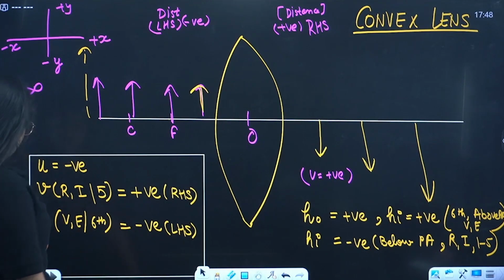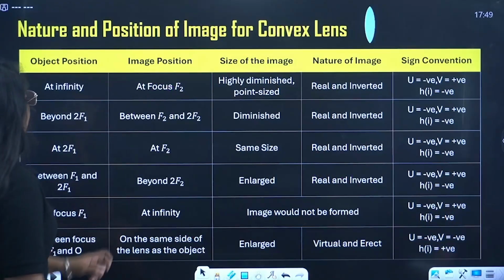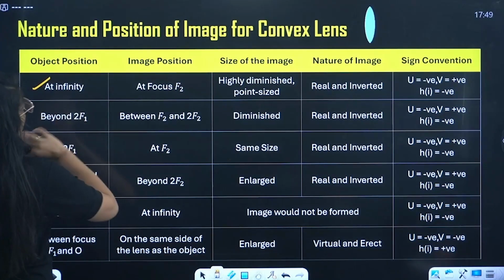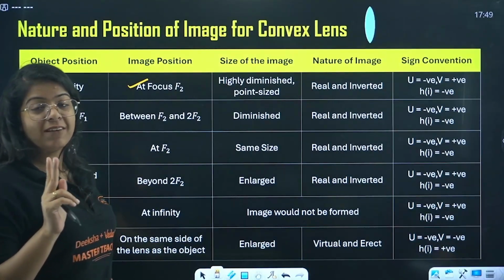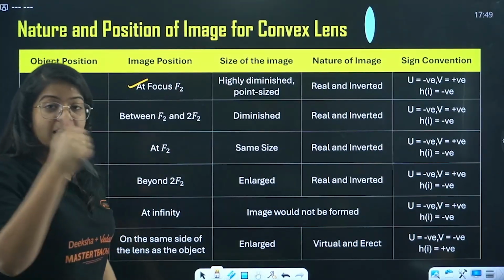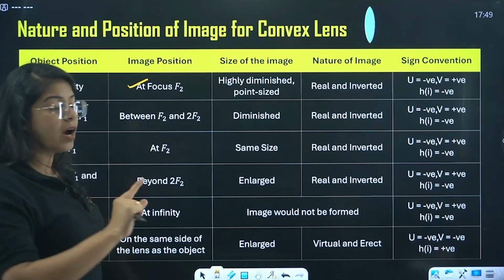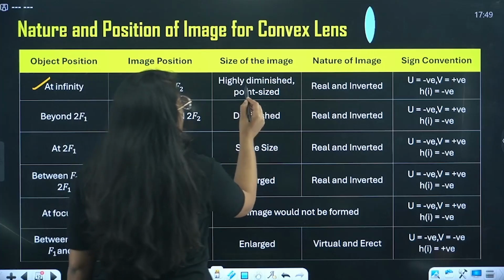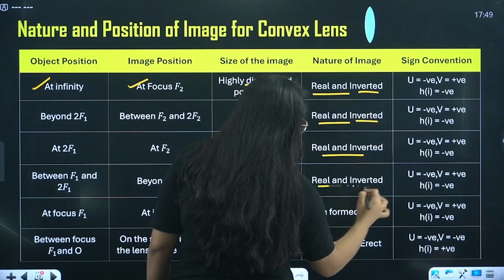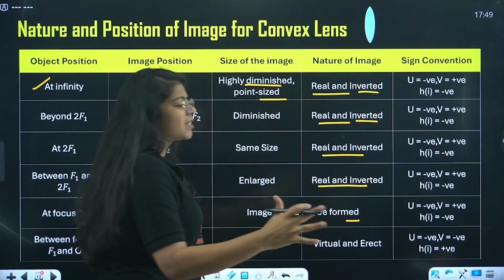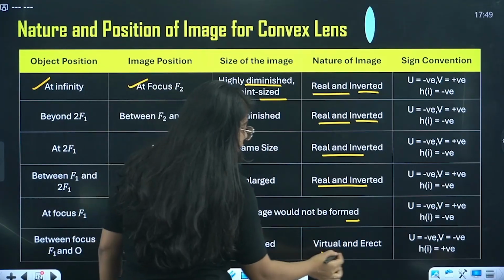Understood? Next, beta, you have the table here. Okay, this is your table. At infinity, the image position is at f2. Now you remember we have two focuses on concave lens, convex lens. If you don't, there is a video of ray diagrams on the channel. Go watch it. It's a very good video. I have completed literally everything in that. Highly diminished, point size, real and inverted. First 5 cases, real and inverted. And this is not found, but still we count it as real and inverted. Sixth case, the stupid case, virtual and erect.